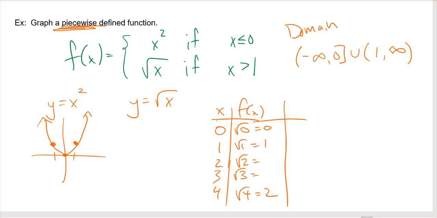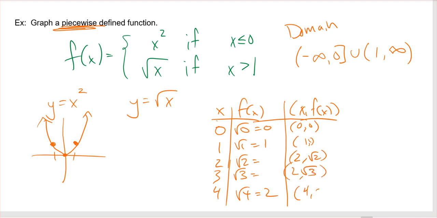So if we wanted to write our ordered pairs, we've got x and f of x being paired together. We've got (0, 0), (1, 1), (2, square root of 2), (3, square root of 3), and we've got (4, 2). Excuse me, that one should be a 3. All right, so the points we want to graph are this one, this one, this one, because these guys are somehow harder to draw since they're not whole numbers. So let's just draw this.